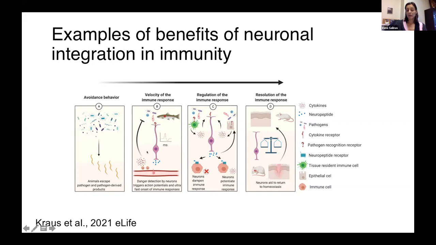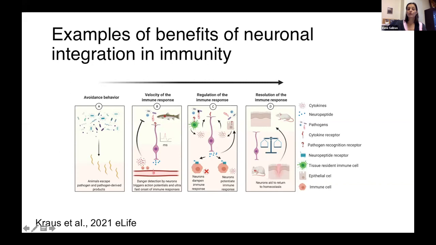One that we are particularly interested in, in my lab, is the velocity and the distance of immune responses. So within milliseconds of encountering a pathogen or a pathogen product, neurons are going to be able to fire really quick signals, and that has potent and powerful consequences for the entire organism, because we are going to allow detection of danger to happen really quickly, but also to alert far distant parts of the body.